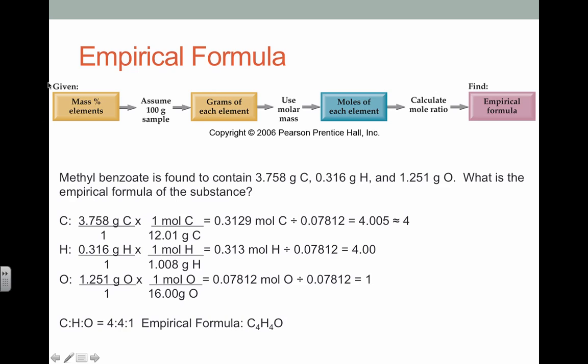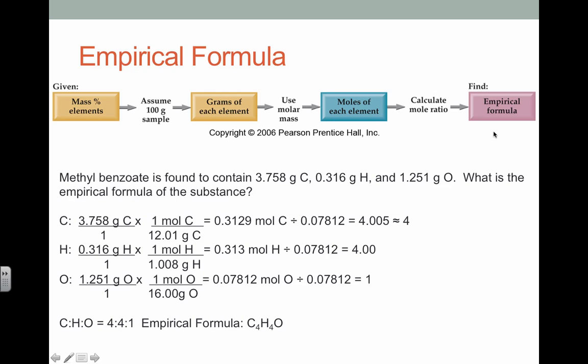Sometimes they'll give us the percent by mass of elements. We assume that we have 100 grams of the sample, so we change our percentages into grams. Other times they'll give us the grams directly. Then what we do is we take the grams of each element and then we use molar mass to convert them from grams to moles, and then we can calculate a ratio, and I'll explain how we actually do that, and then after you have the ratio, hopefully you end up with an empirical formula.